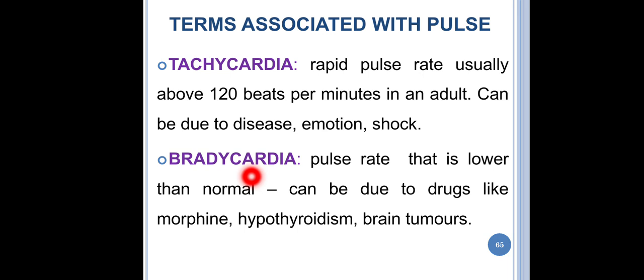We also have what we call bradycardia. A pulse rate that is lower than normal can be due to drugs like morphine, hypothyroidism, brain tumors. When the pulse rate is lower than normal, we call it bradycardia. In adults the minimum pulse can be 60, the maximum can be 100, and then you find that the pulse is actually below 60, somewhere around 55, then that's bradycardia.